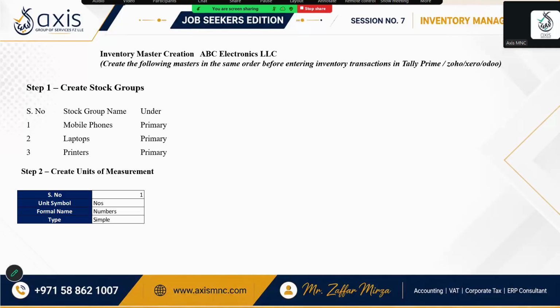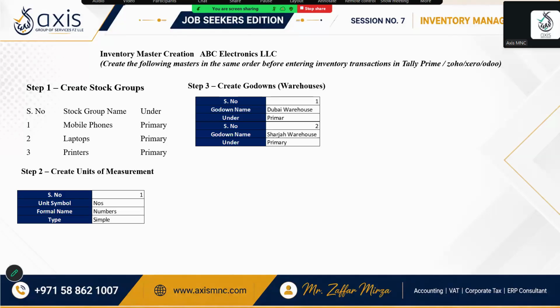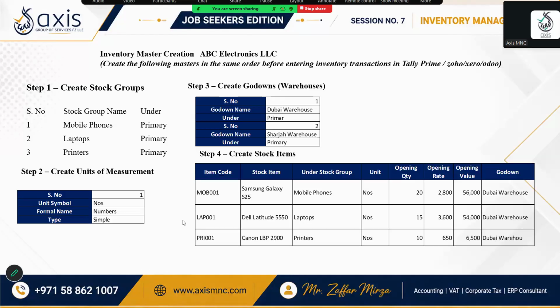Step number 3, create a godown warehouse. Warehouse name, Dubai warehouse under primary and Sharjah warehouse under primary. Next is create a stock item. So item code, item name, stock group, unit of measures, opening stock, opening rate, and the value and the warehouse. Okay, clear.